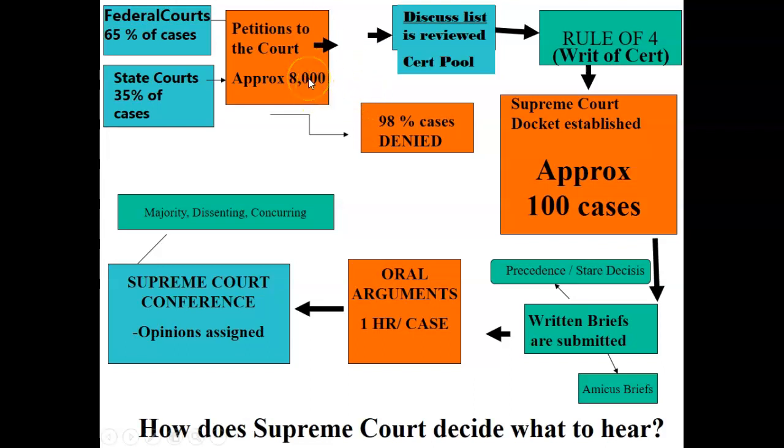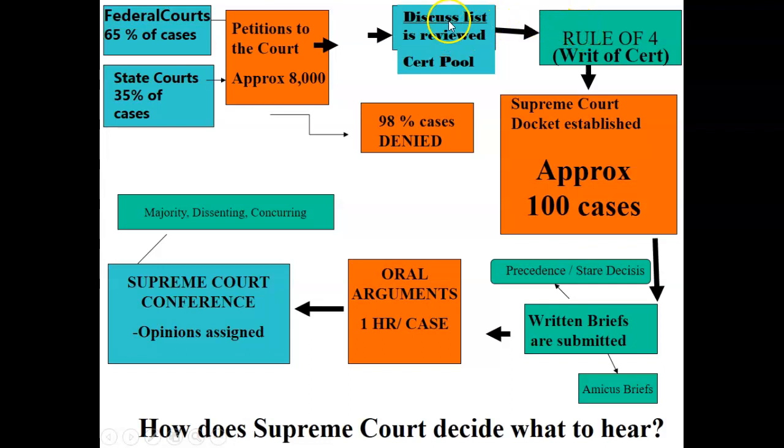Out of those 8,000, the requests are pooled among the justices, and usually their clerks or assistants look over those requests. Then the justices decide whether or not to put that request on what is called the discuss list. That's one of our first vocabulary terms. The discuss list is just the list where they decide to take that case they reviewed to the other justices for a decision about whether to take the case or not. So this is another filter right here.